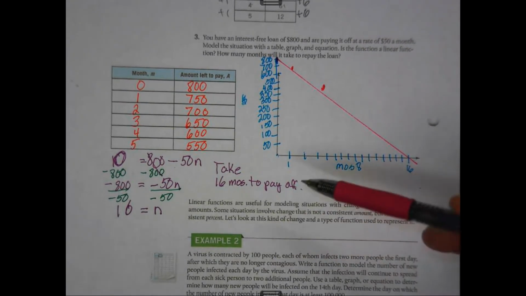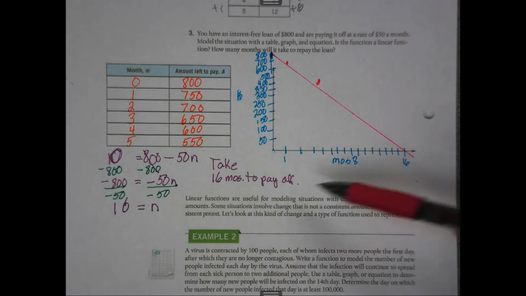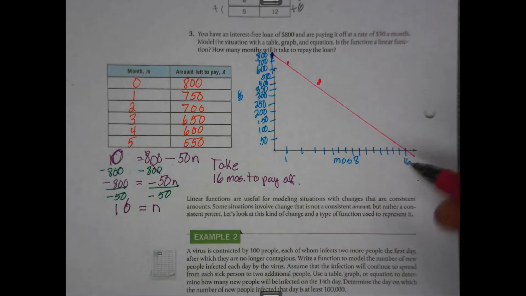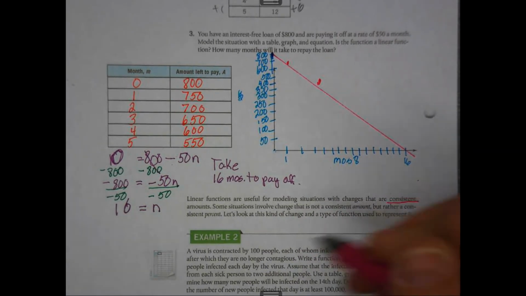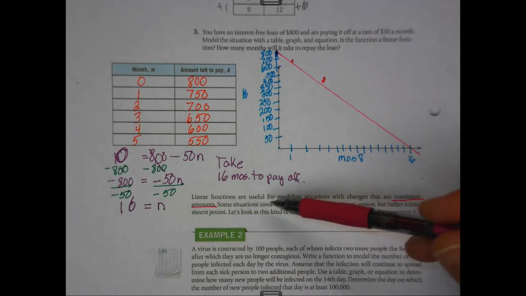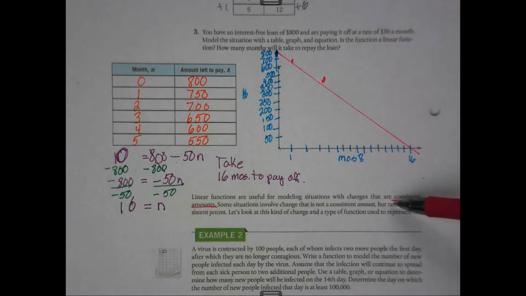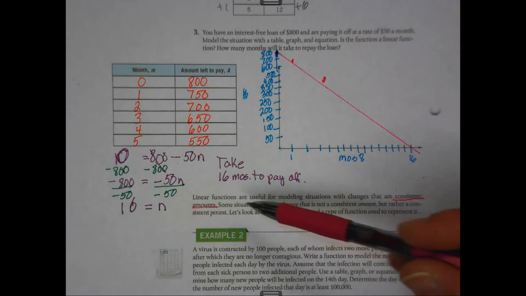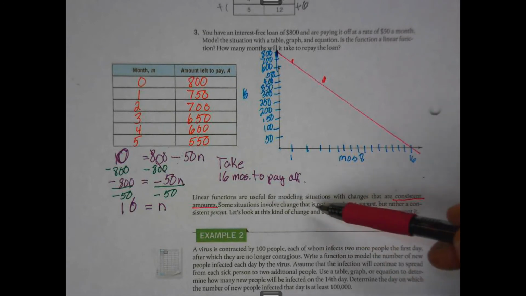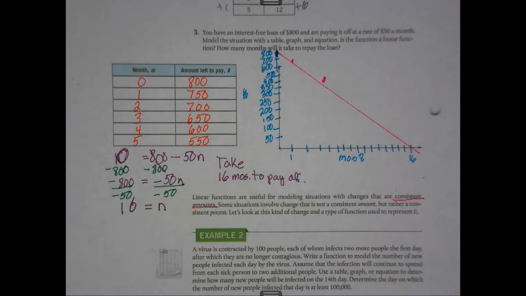Okay, linear functions are useful for modeling situations with changes that are consistent amounts. Again, there's that key thing, consistent amounts. Some situations involve change that is not a consistent amount, but rather a consistent percent. Let's look at this kind of change and the type of function used to represent it.